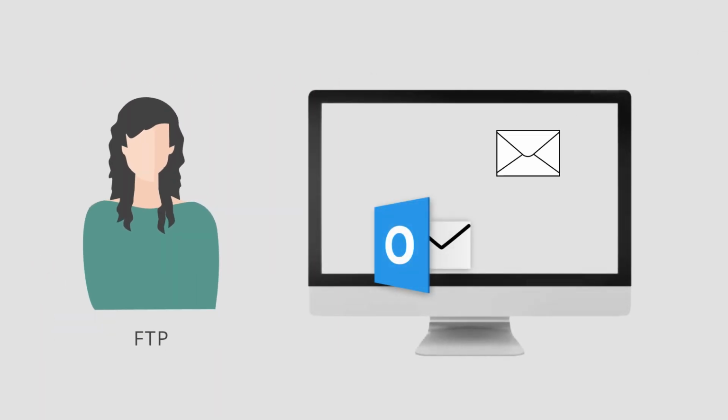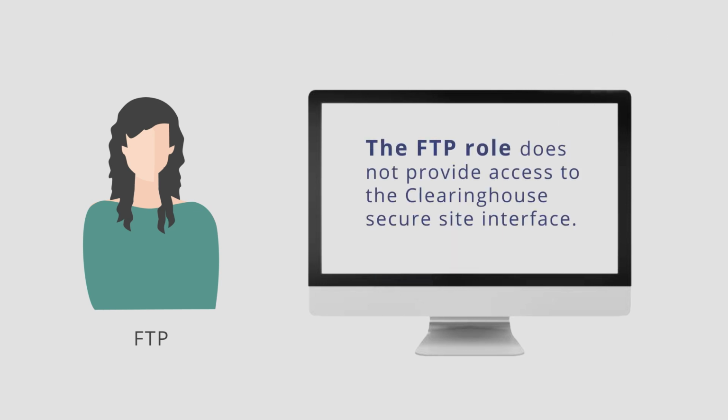The FTP role receives email notifications when batch files are uploaded to the institution's secure FTP account and when reports are ready to be downloaded. The FTP role does not provide access to the Clearinghouse Secure Site interface.